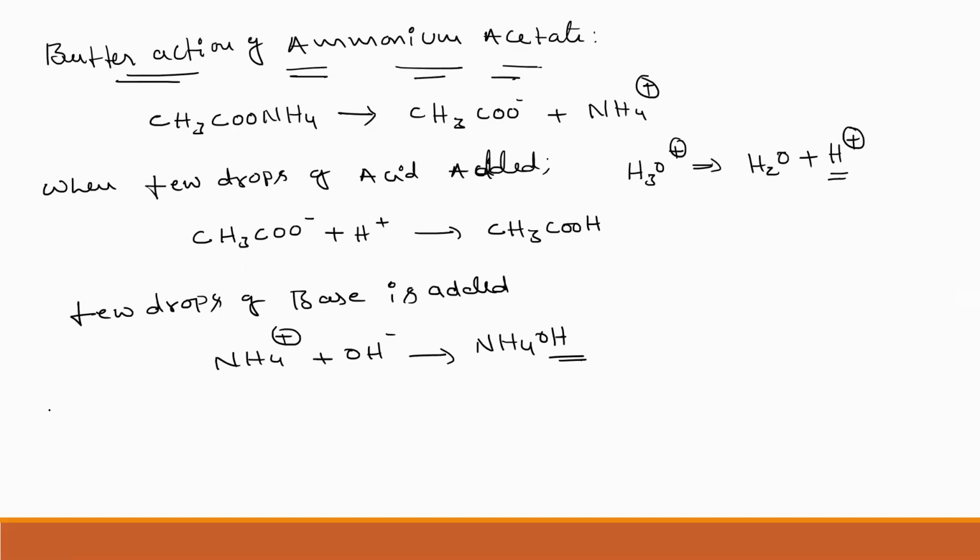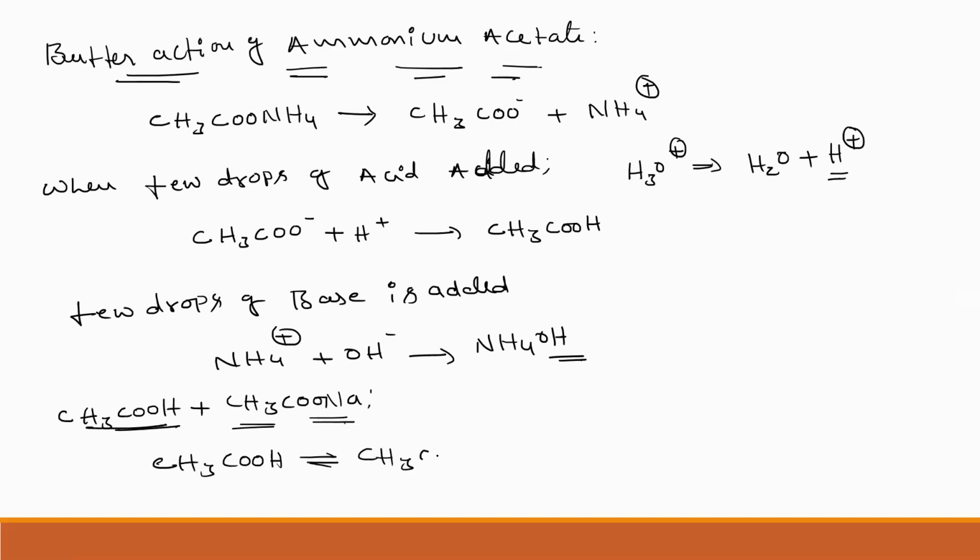So similarly, we'll see what is the buffer action of acetic acid plus sodium acetate. So let's see the buffer action of this one. Whenever this CH3COOH ionizes, it will produce what? So it will produce acetate ion. So this is a weak acid and it will give H plus, I am writing H plus itself, actually it is hydronium ion.